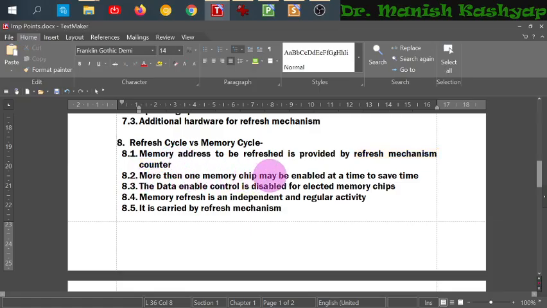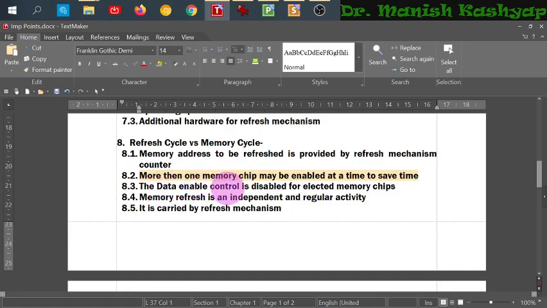More than one memory chip may be enabled at a time to save time. When an externally interfaced RAM or DRAM is there, you can activate several memory chips at the same time and refresh them concurrently. You should not refresh them sequentially. They should be refreshed in parallel to save time.